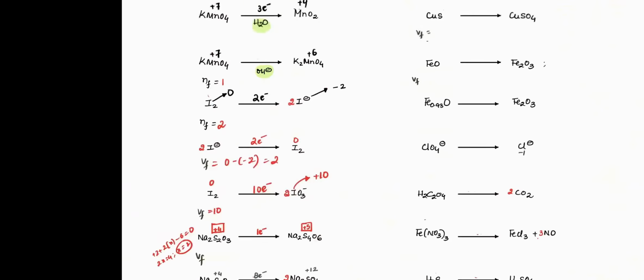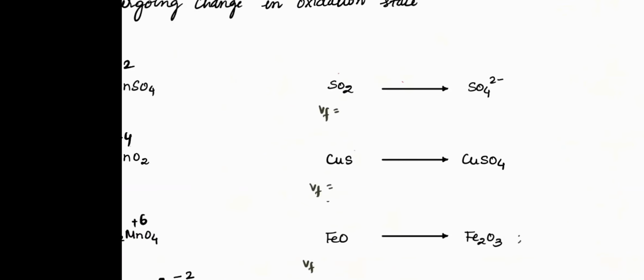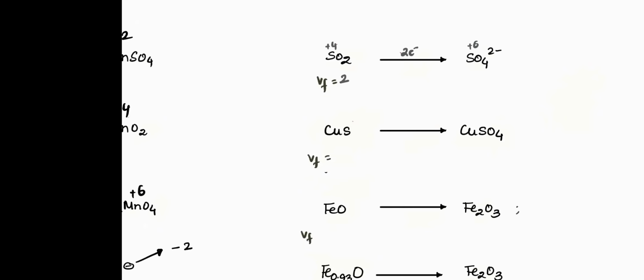Next, sulfite from +4 is changing to +6. So 2 electrons are being transferred. So the valency factor is 2. Copper here is +2, sulfur here is -2. Copper here is +2, sulfur here is +6. So it is the sulfur which has changed from -2 to +6. So a total of 8 electrons. So the valency factor is 8.